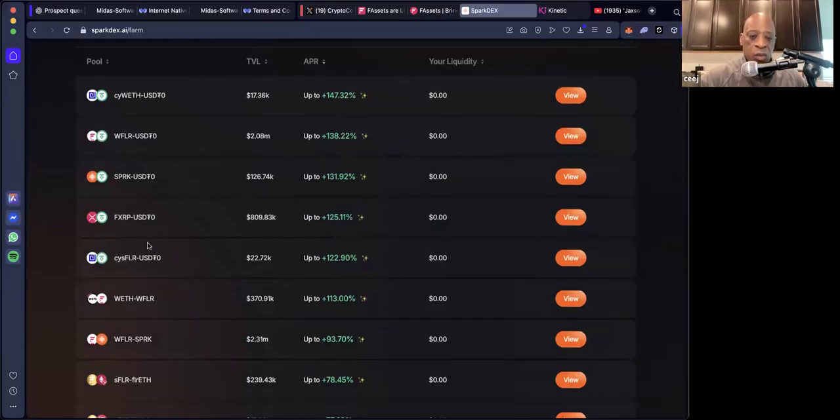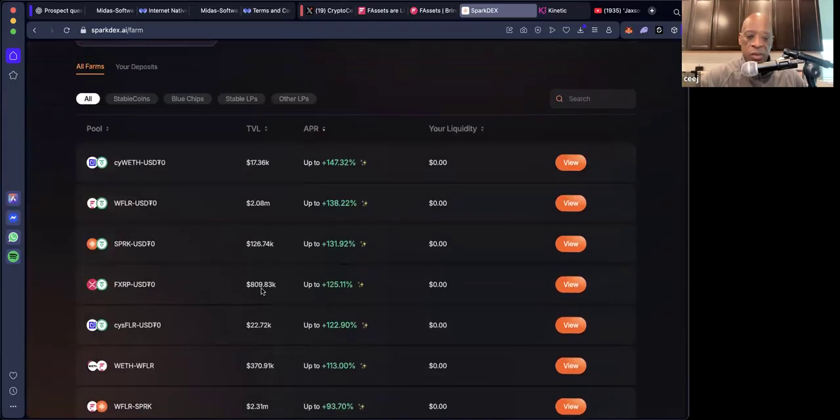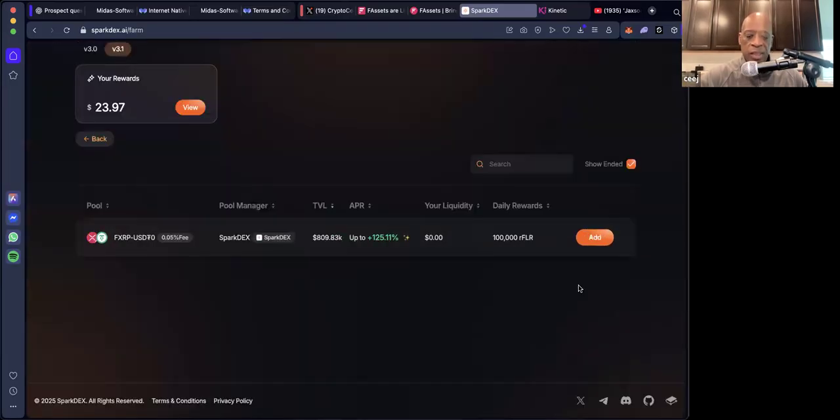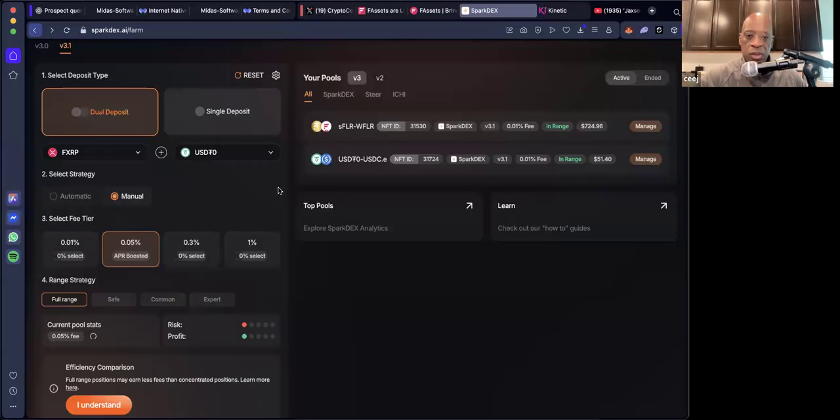FXRP USDT zero liquidity pair, right? It's up to 130, it was 125% now. I better get into that. So you just click view. You click add. And you know what? Let me go back and look at view just so you can see it.